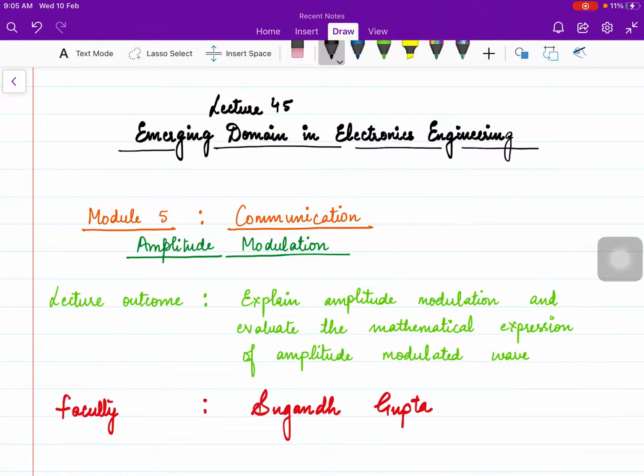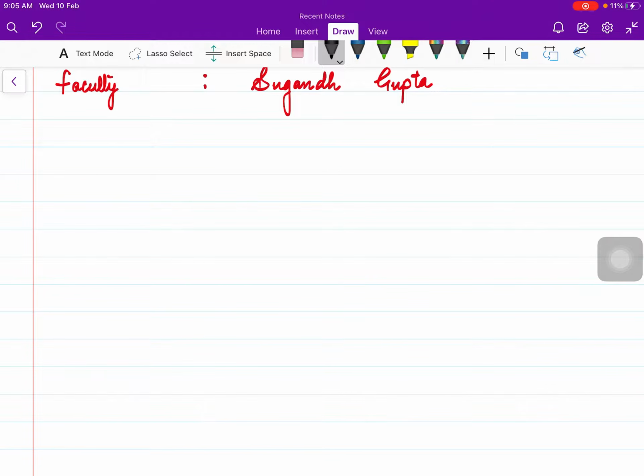So what is amplitude modulation now? Before moving on to amplitude modulation, first of all, let us have an overview of the types of modulation systems. Okay, then we will come on to amplitude modulation. So before that, let's look at the tree diagram of the types of modulation systems. Let's quickly see it.